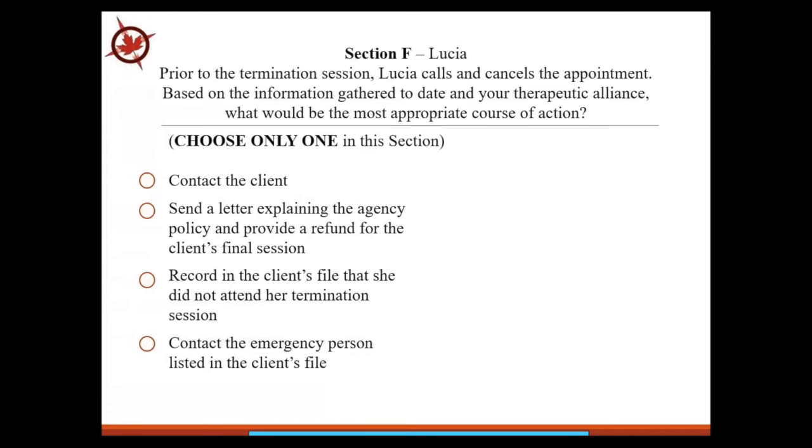Here's section F. This is the last part of Lucia about termination sessions. This is just prior to it. She calls and she cancels. And based on the information gathered to date and your therapeutic alliance, what's the most important thing to do at this time? Most appropriate. So again, this is one of those, you can only choose one.